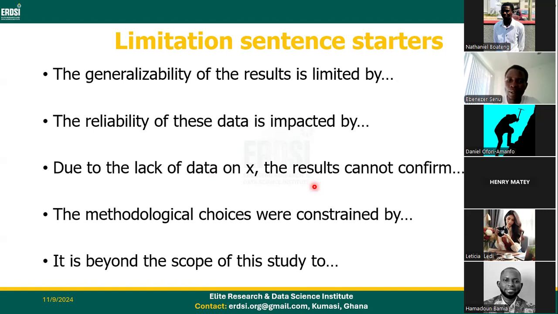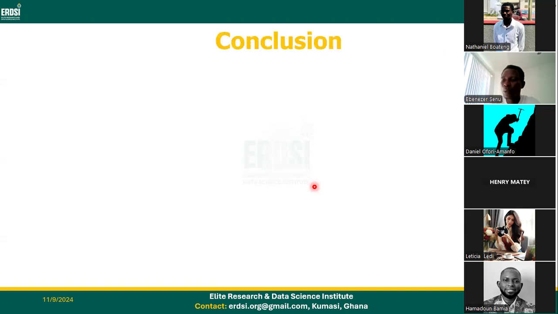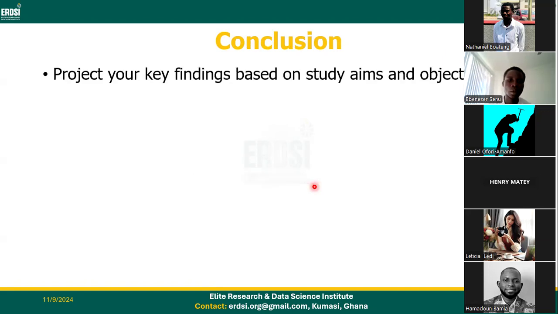There are two things. Then you can now zoom into your conclusion. Conclusion is very, very key. So most often I see people's conclusion is like they are repeating results. Again, let me emphasize that conclusion is not a repetition of results. Conclusion is just projecting your key findings. What are you concluding?